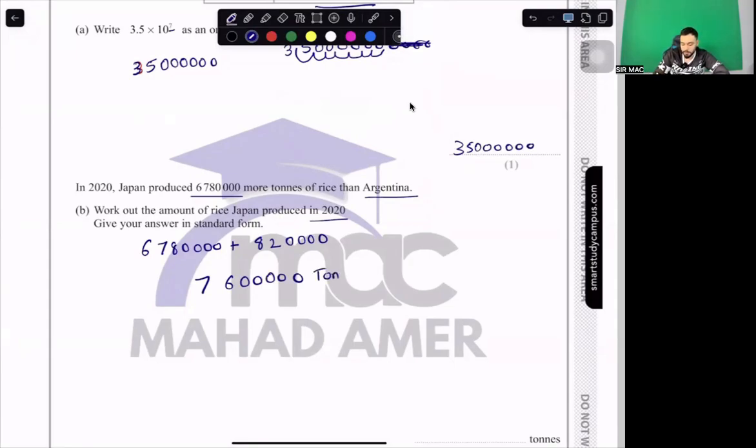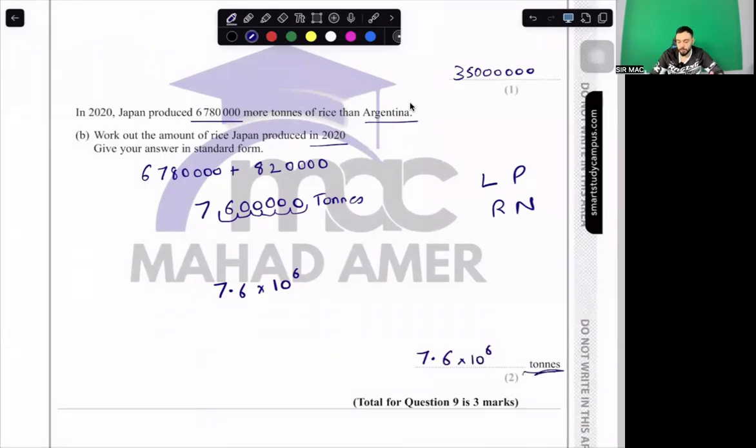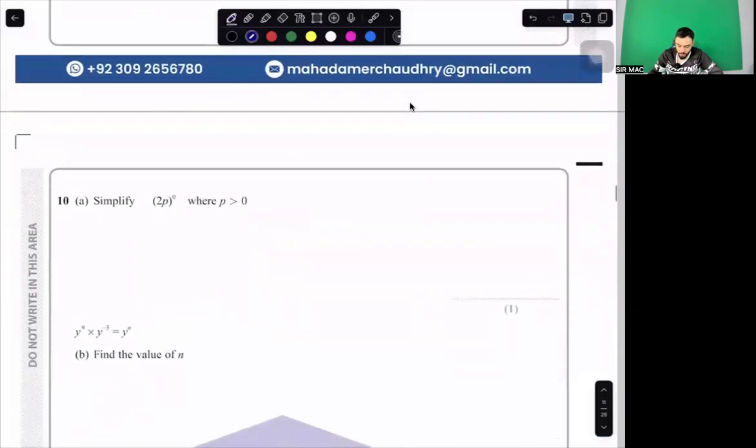Now I can just put it in standard form. When you convert that, it's going to be 7.6. When you're moving left, left positive, right negative. LPRN, left positive. So 10 to the power of 6. 7.6 times 10 to the power of 6, you would get this many tons of rice in Japan in standard form. I hope that's clear and makes sense. Yeah, that makes sense. Okay.